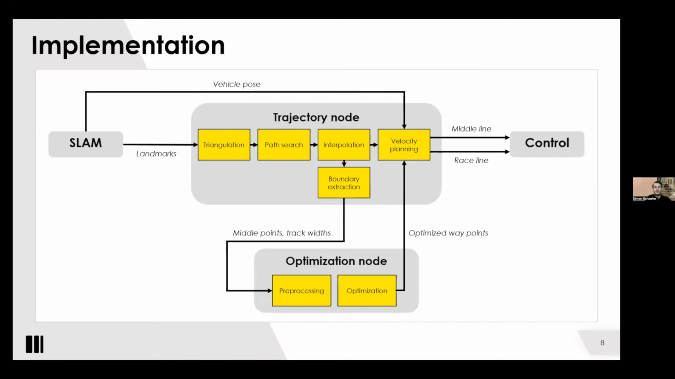You want some racing line. And we do this using a minimum curvature approach. The good thing about minimum curvature is that it's quite fast, taking only about 0.5 milliseconds. A minimum time approach is also possible, but it's taking far too long, in the range of many seconds, up to a minute potentially, based on the optimization method. The whole trajectory node, so the part on the top here, takes about 20 milliseconds to complete. So you can run with a frequency of about 50 hertz.